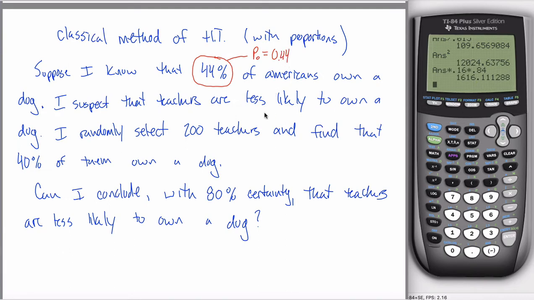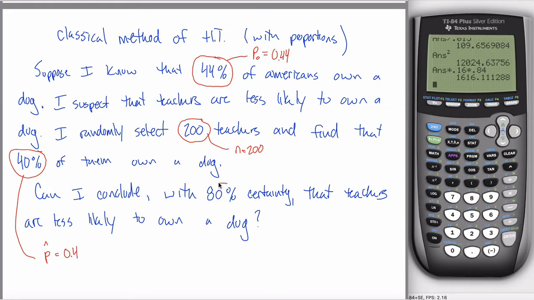I suspect the teachers are less likely to own a dog. I randomly select 200. This is my sample size. In the past, we used the letter n for this, and we still do. 200 teachers, and find that 40% of them own a dog. This is just referring to these 200 teachers. This is a sample proportion here, so this is p hat, equal to 40%.